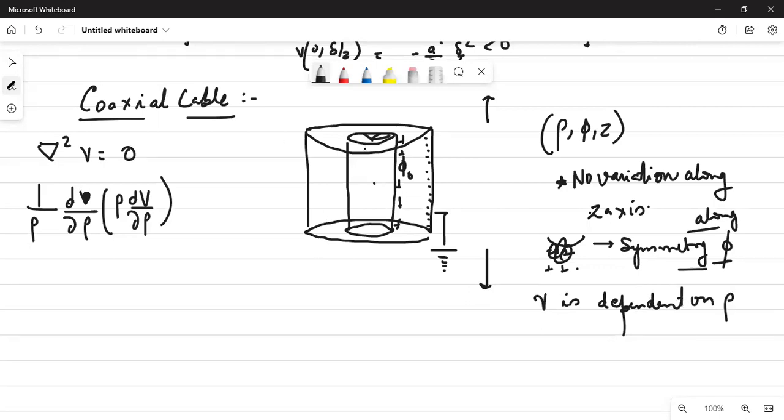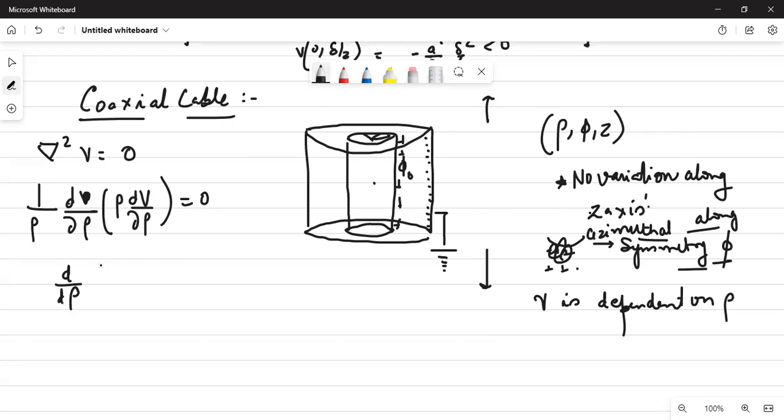Here rho is the radial coordinate. Here I have plus phi naught on one surface, and on the other side, the outer one, there's a negative charge density inside. And obviously there would be some electric field, and the electric field would be in the radial direction only. So I can expect that my potential is dependent only on rho. You have an azimuthal symmetry, and further you can see that there is no variation along the z-axis, so there is a symmetry about the z-axis.